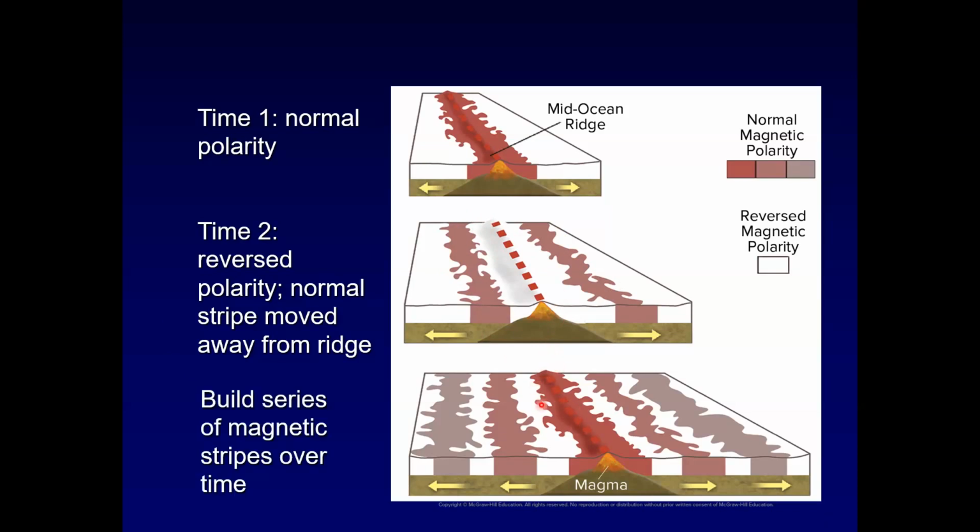Over time, this keeps happening. So you build a series of magnetic stripes over time. Now, it doesn't actually look like stripes if you were to look at the rocks. It's a representation of reverses in the Earth's magnetic fields.